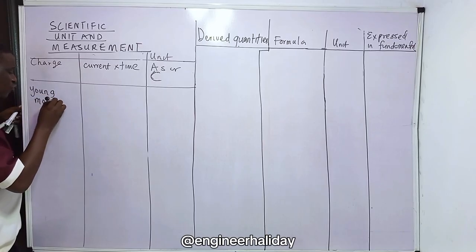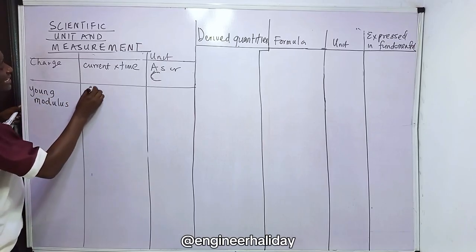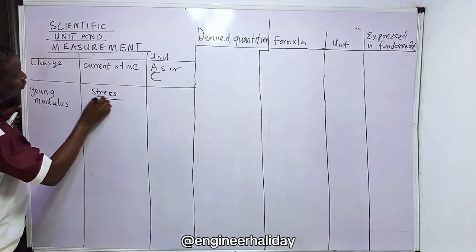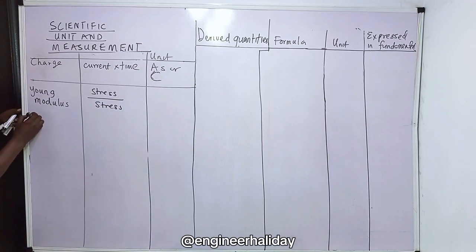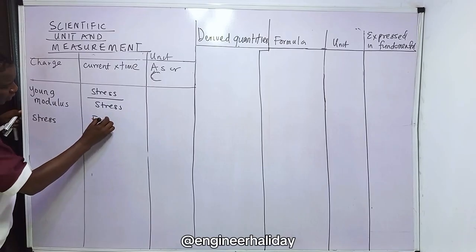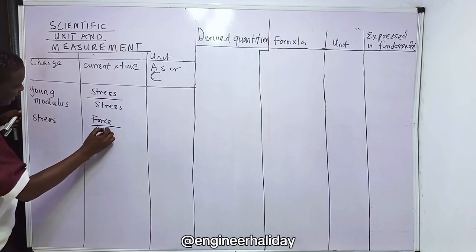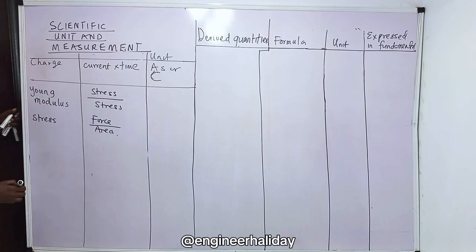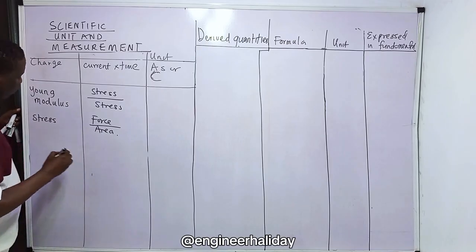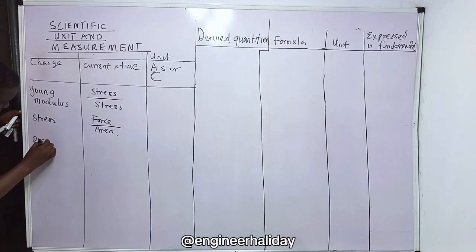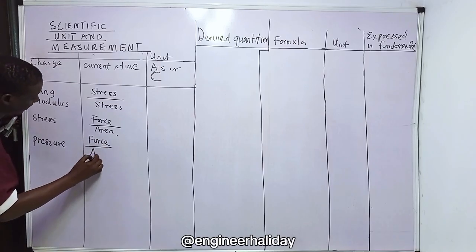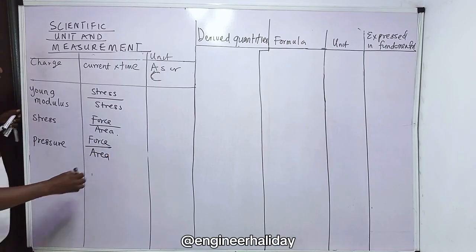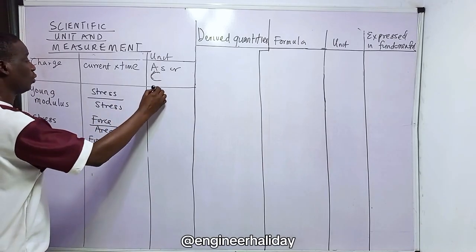Young modulus is equal to stress over strain. Stress is force over area. Pressure is also force over area. That means that all of these have a unit called what?